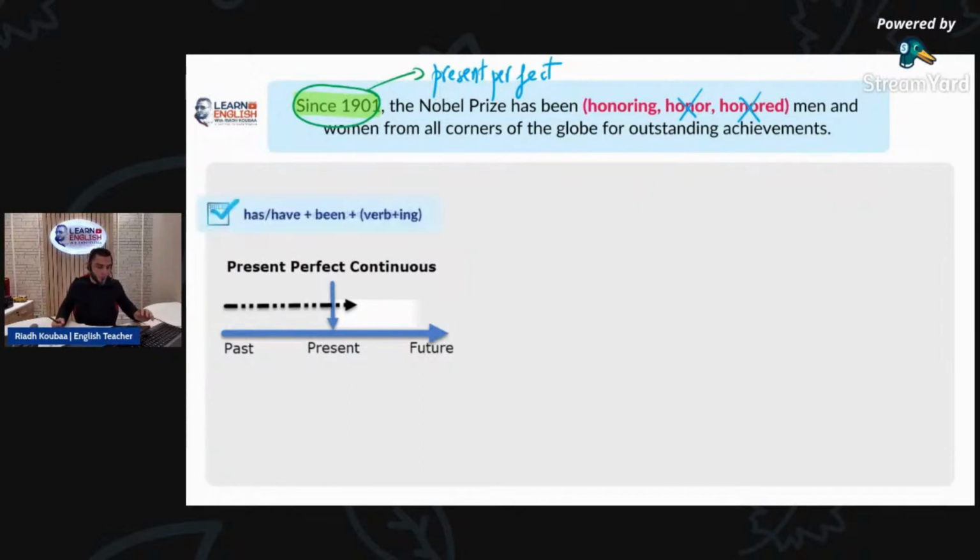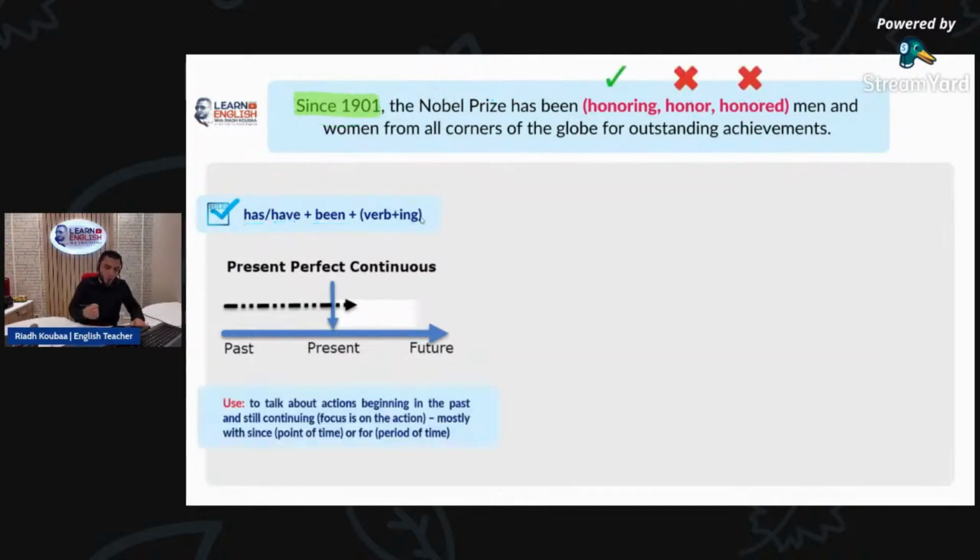What is the rule of the present perfect progressive? We know that the rule is has or have plus been plus verb plus ing form. So when do we use it? We use it when we talk about actions happening in the past. So for example, here we have since 1901. Since 1901 until now, the Nobel Prize has been honoring both men and women. So it's an action that started in the past and is still continuing to the present time until the very moment of speaking. So there is a focus on the action.